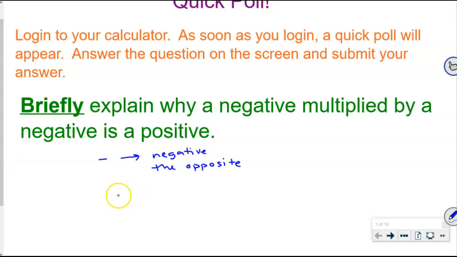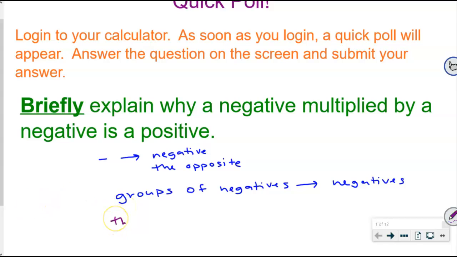And so if I have groups of negative numbers, that's all going to be negatives. But if now I have the opposite of that, that means I'm going to have the opposite of negatives, which is positive. That's the best brief explanation.